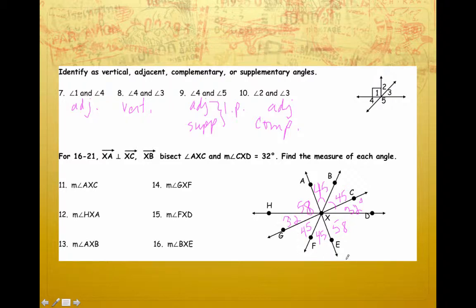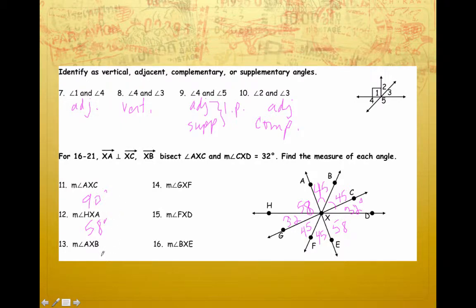So that would have been a lot of information to try to keep in your head based on what you were given, but you can just write down all the pieces and make deductions from what you see. So the measure of AXC is 90 degrees. That was actually given by the fact that these two lines are perpendicular here. The measure of HXA is 58.